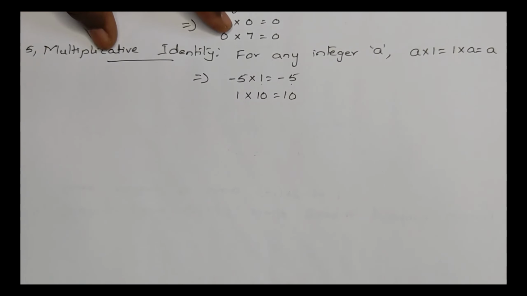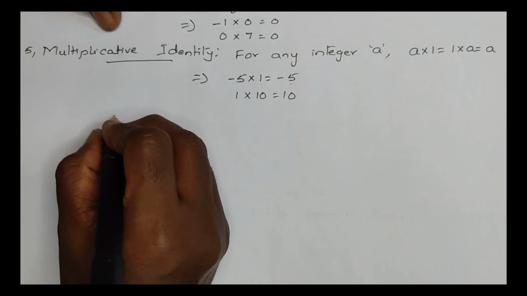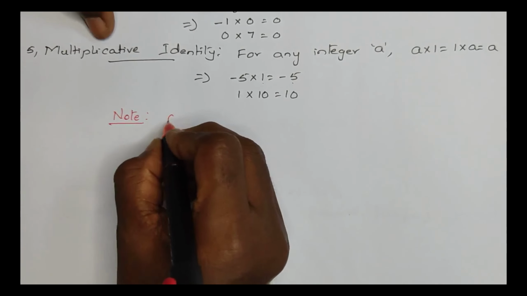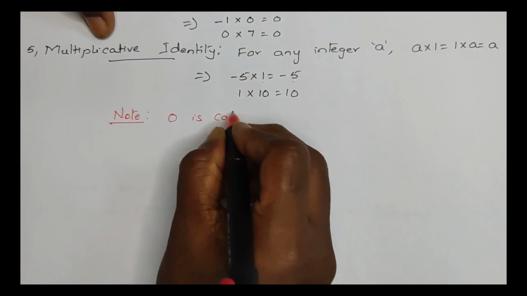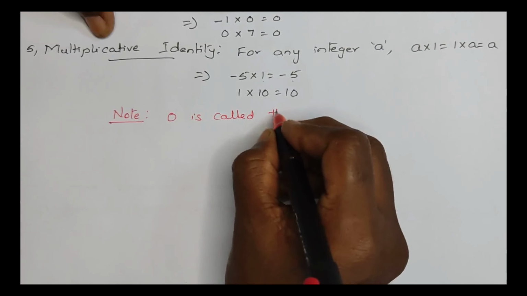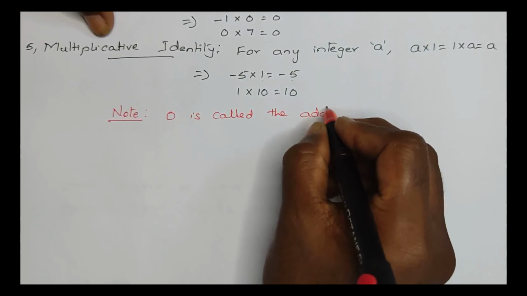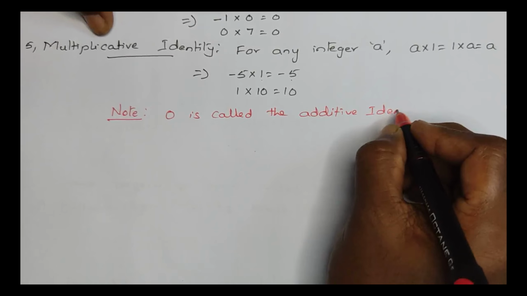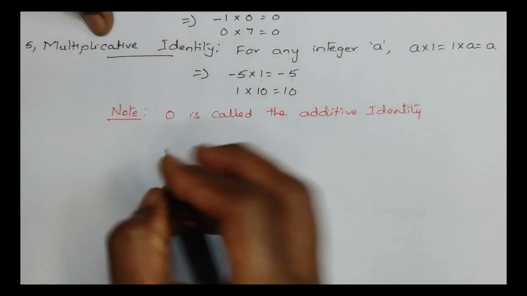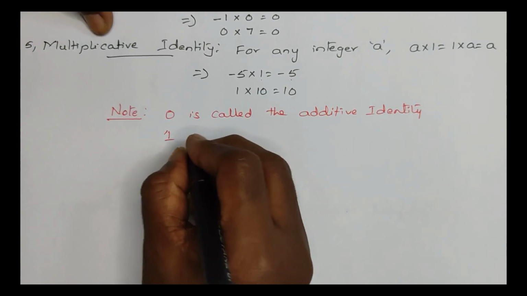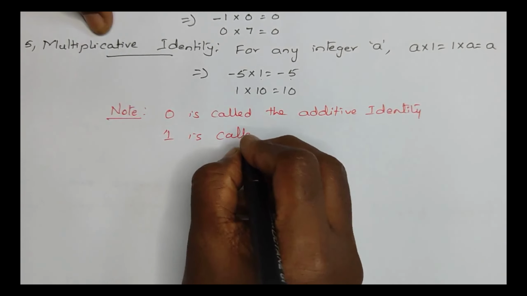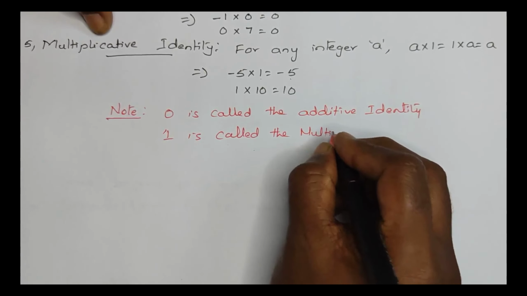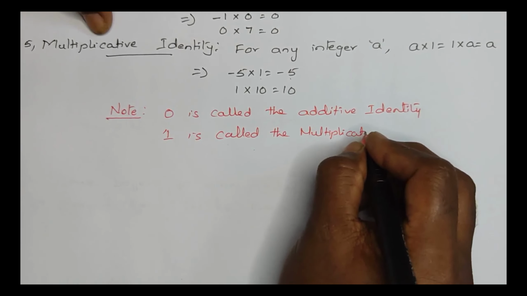So here you have to remember an important note. 0 is called the additive identity, and 1 is called the multiplicative identity. Clear?